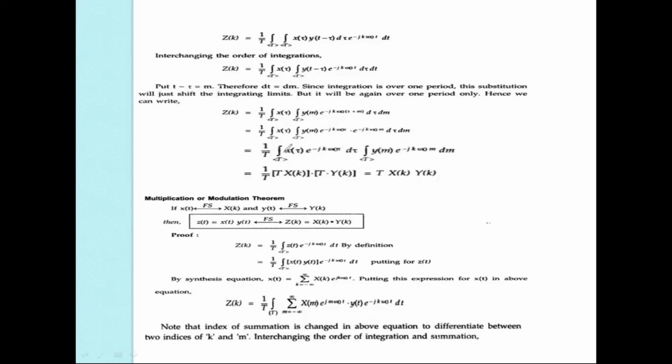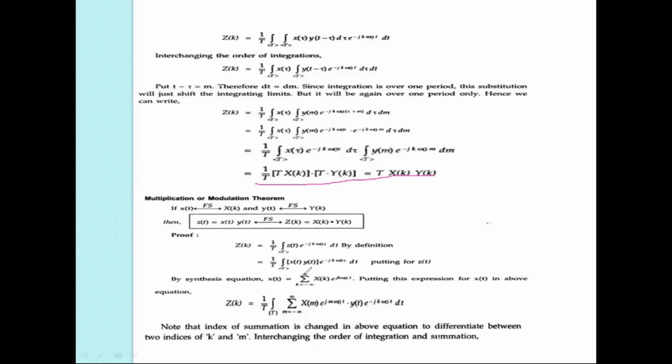For this function, T can multiply here with 1 by T, so T into x of k, and T can multiply here with 1 by T, T into y of k. So T x of k y of k. It is the convolution in time proof. Next, the multiplication, the modulation theorem.